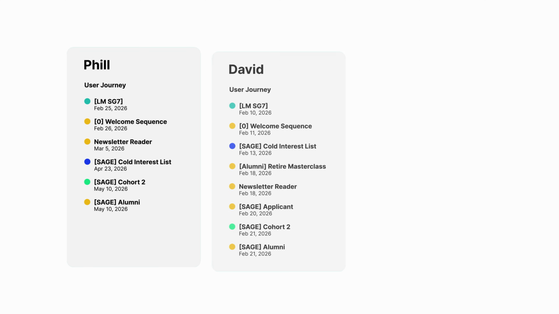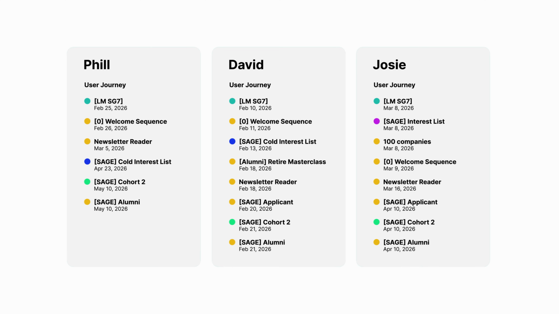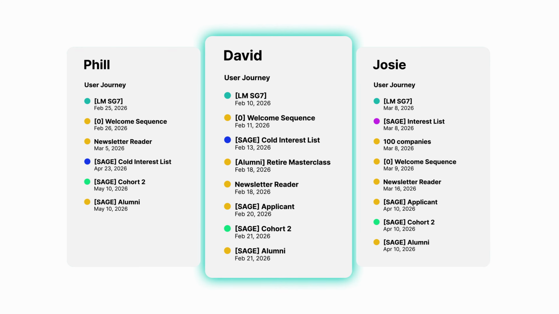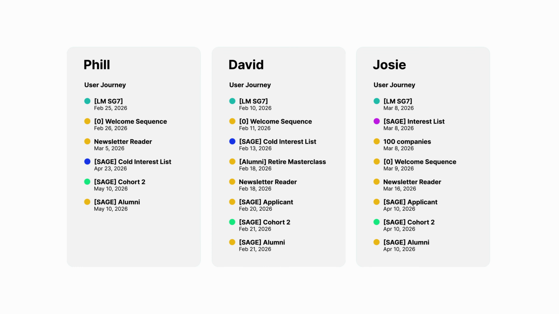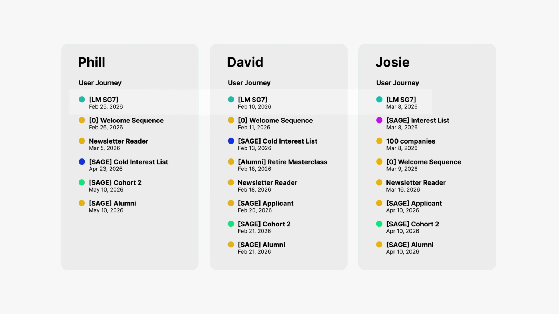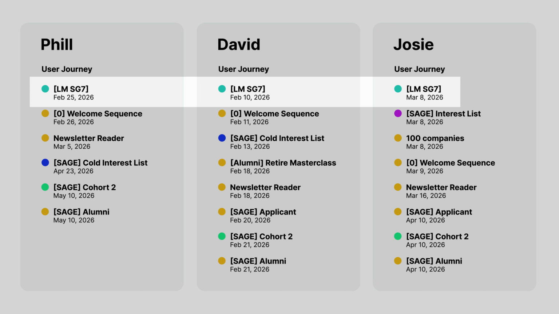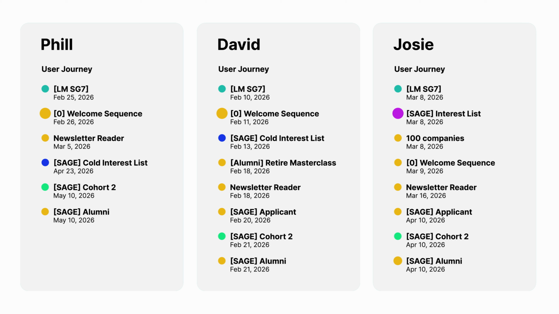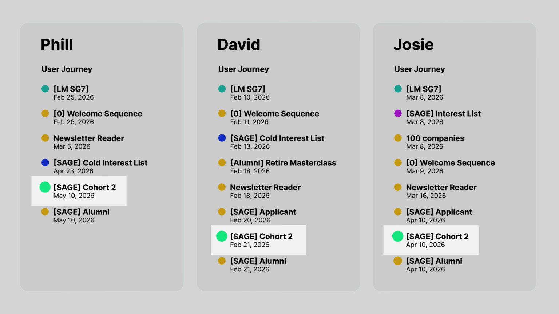Here on the screen, you have 3 concrete examples. You have Phil, David, and Josie. They all entered our email list through the lead magnet of our Slingshot video, which we have internally called SG7. That's what you see. And as you can see in their journey, they all became clients for a live cohort program that we have labeled Sage.